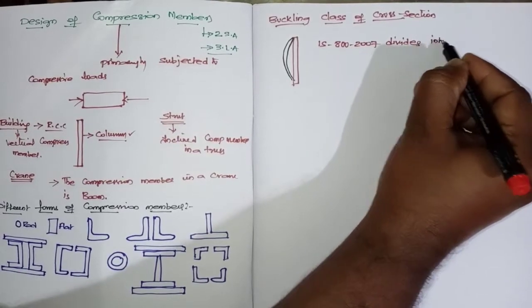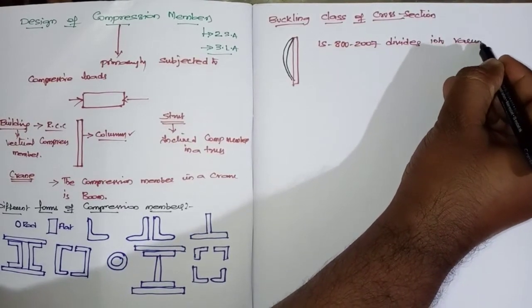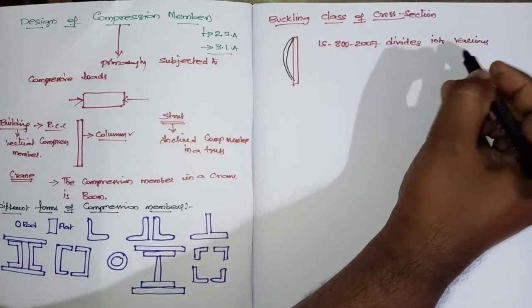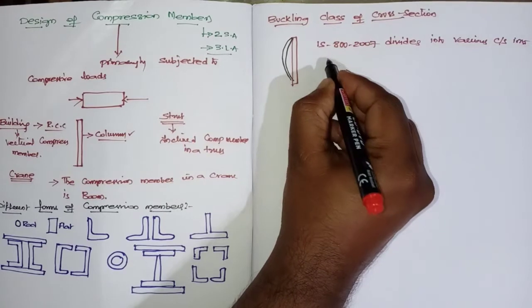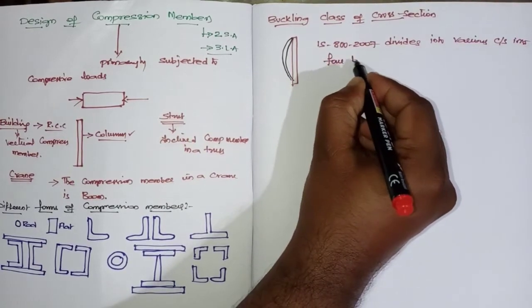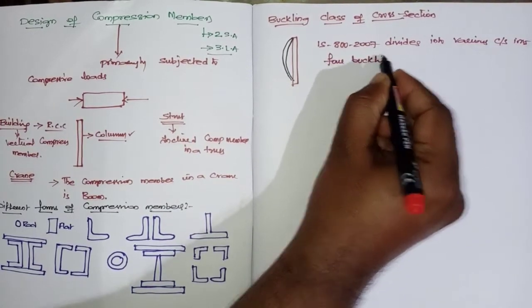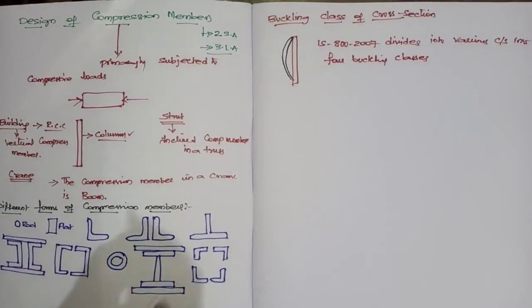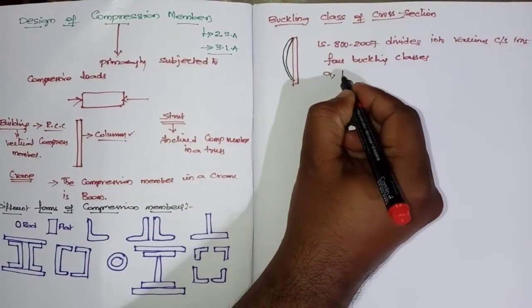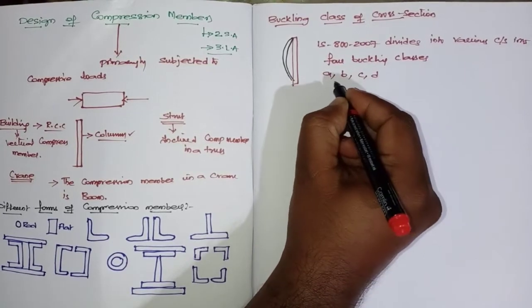into various cross sections, that is into 4 buckling classes: class A, class B, class C, class D.